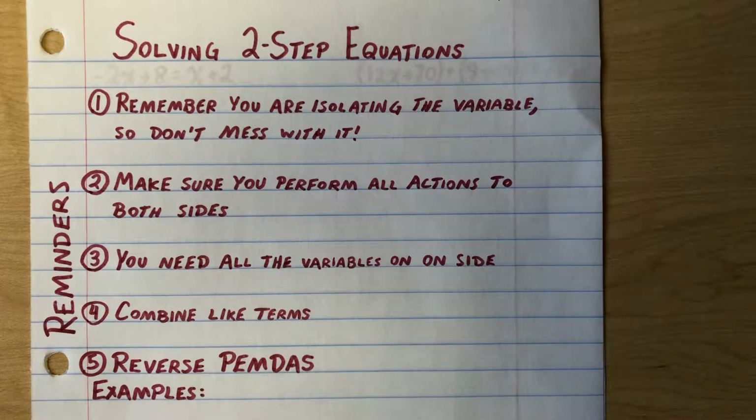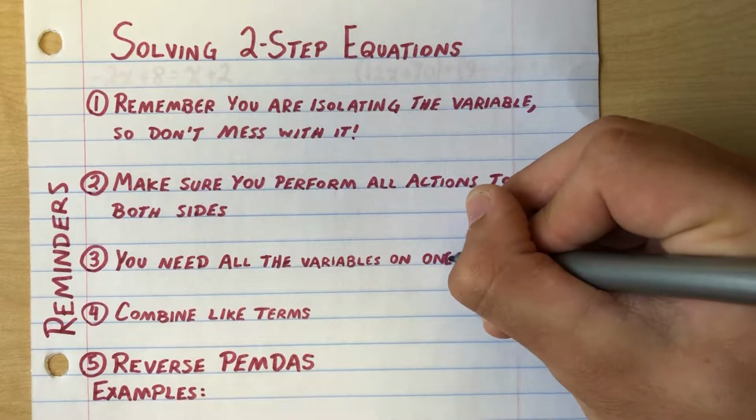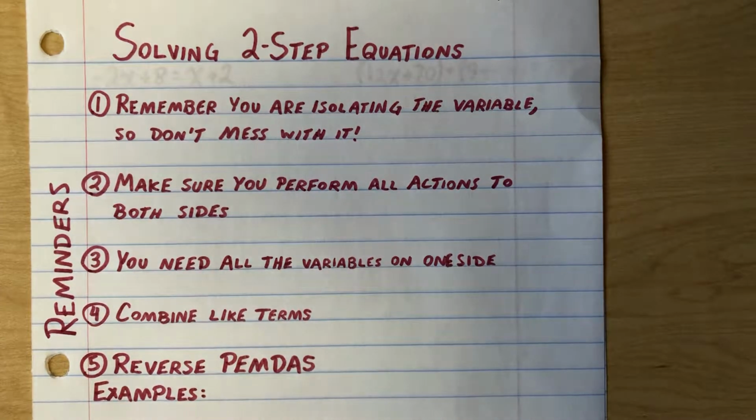Number 3, you need all the variables on one side. I'm supposed to say 1. Come on now. Come on, Trey. All right, 1. So if they are not on one side, you need to move the variables so that they are on one side. And I'll give you an example of what I mean by that.